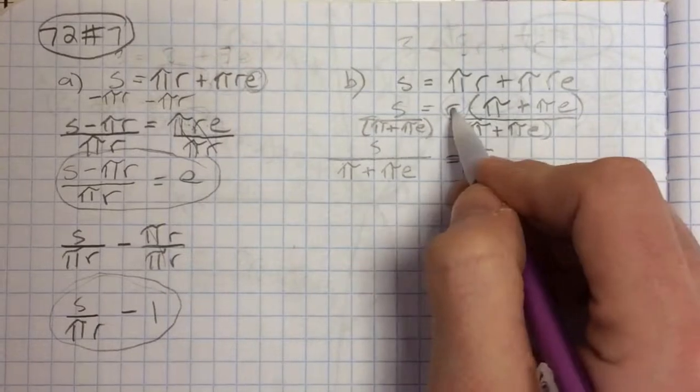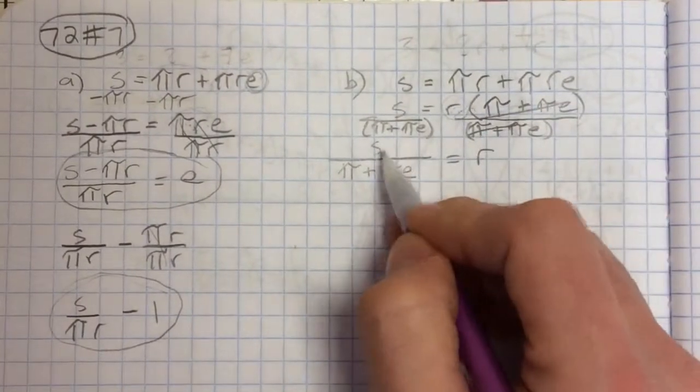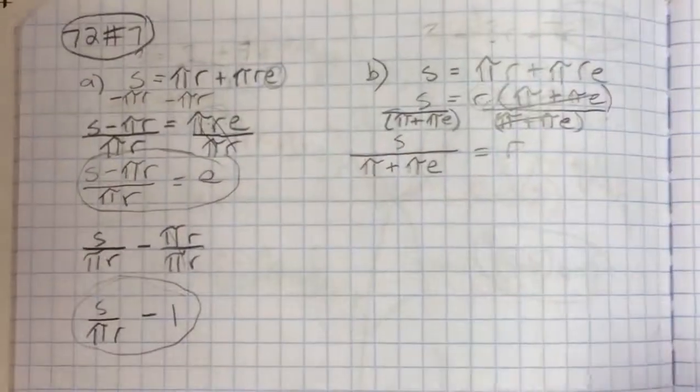And this does cancel because it's r times this, and you're dividing by that, so those cancel, and you get r is equal to s divided by that. And that's the answer.